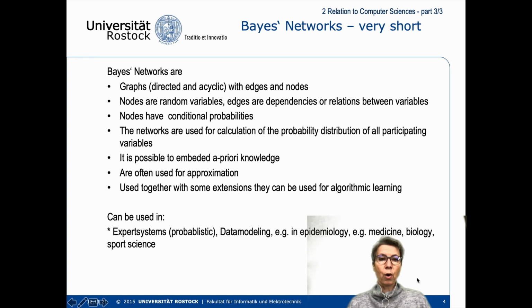And the Bayes networks are often used for approximation. They are also used together with extensions, and then they can be used for algorithmic learning. As mentioned, I want to give you an example, and this example stems from medicine. In the medical domain, the expert systems, which is a well-known technique, are often based on Bayes networks, and they are knowledge bases consisting of facts and rules. And the facts are represented like the nodes in the network and the probability of the entry of such a node, and the edge denotes dependency.